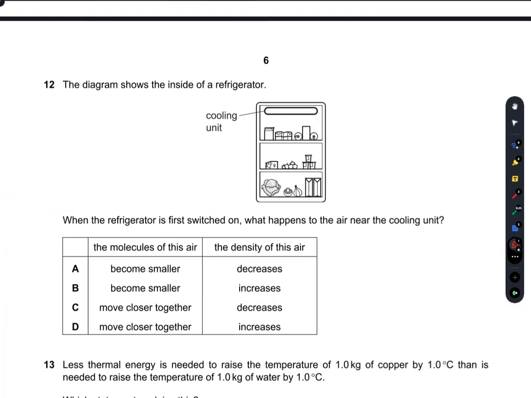The diagram shows the inside of a refrigerator. When the refrigerator is first switched on, what happens to the air near the cooling agent or near the cooling unit?